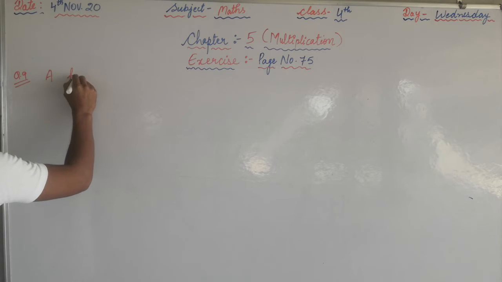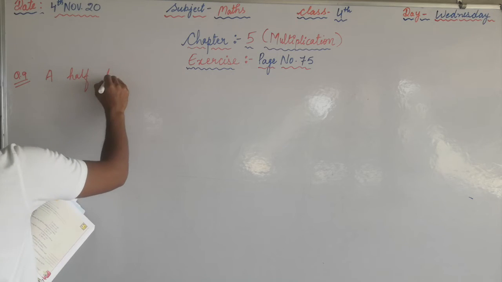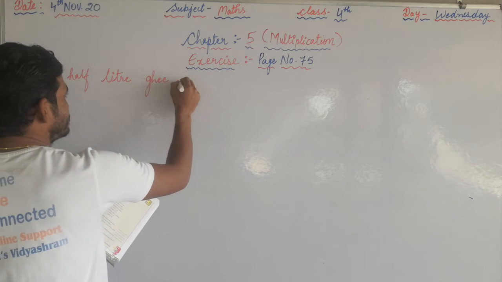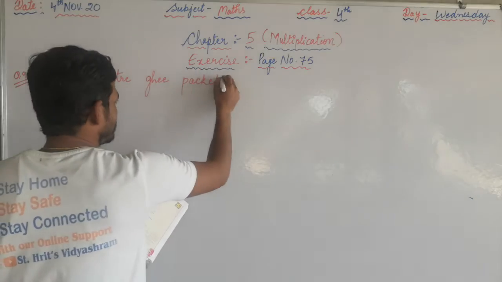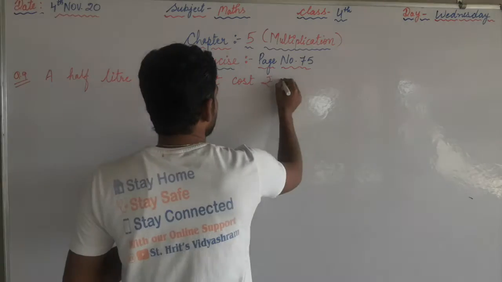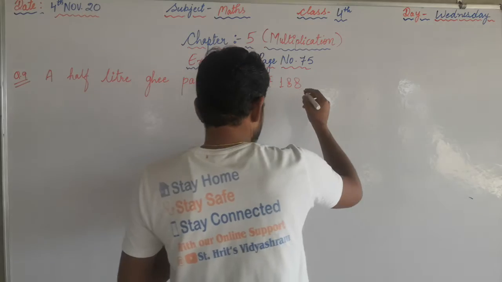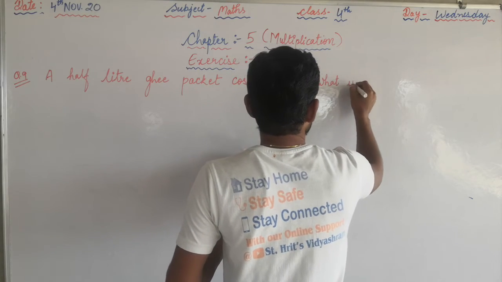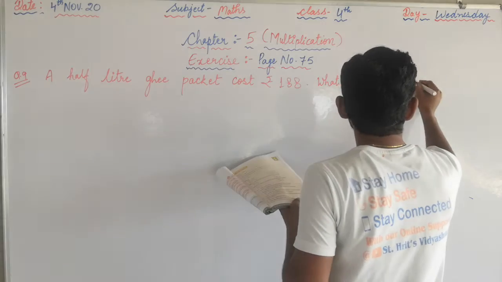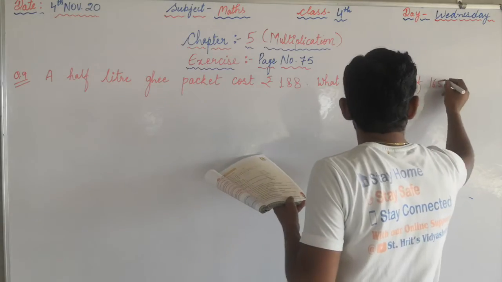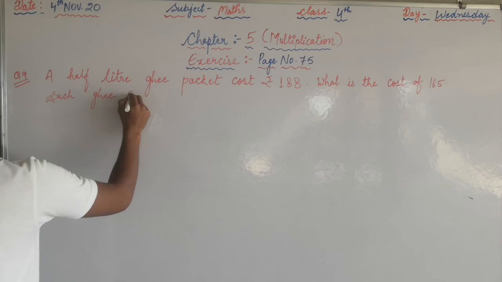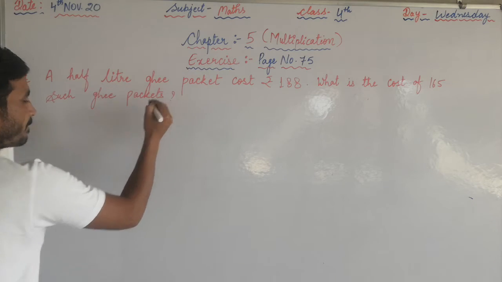A half liter ghee packet costs rupees 188. What is the cost of 165 such ghee packets? Now see the solution.